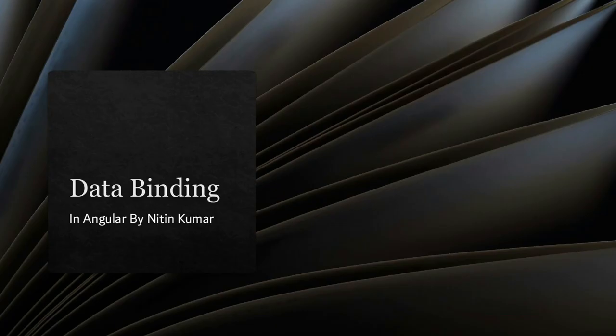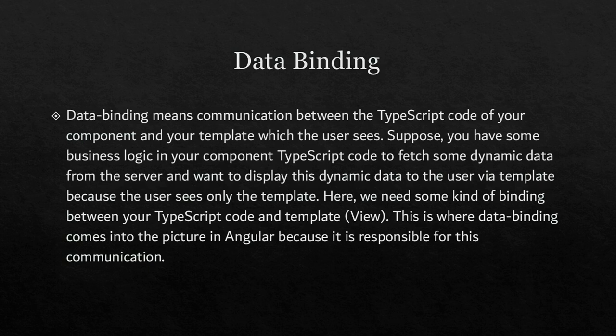Now we are going to learn about data binding. Data binding means communication between the TypeScript code of your component and your template, which the user sees. Suppose you have some business logic in your component, TypeScript code to fetch some dynamic data from the server and want to display this dynamic data to the user by template. Because the user sees only the template, here we need some kind of binding between your TypeScript code and template. This is where data binding comes into the picture.